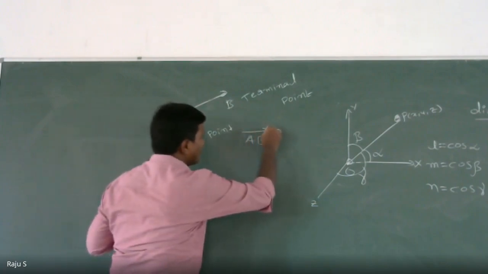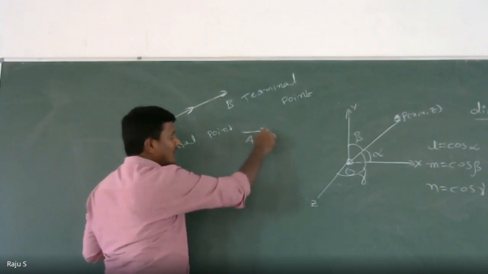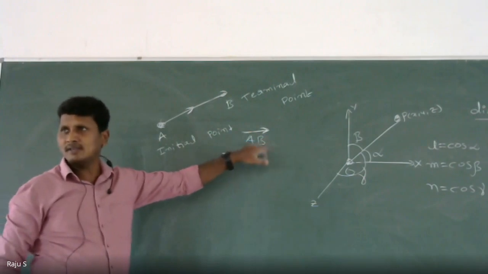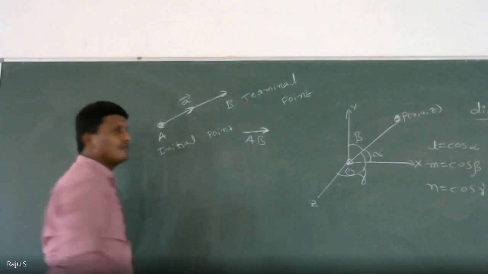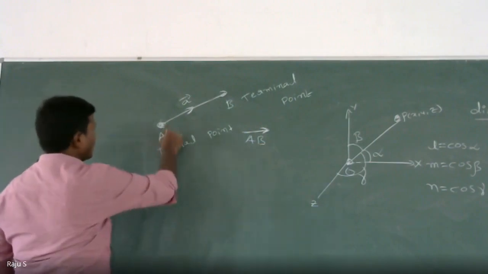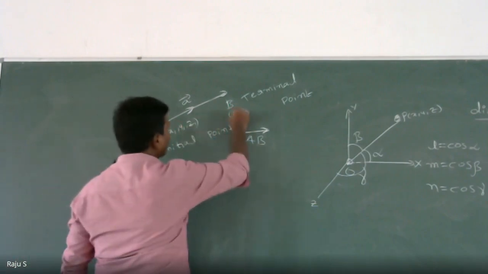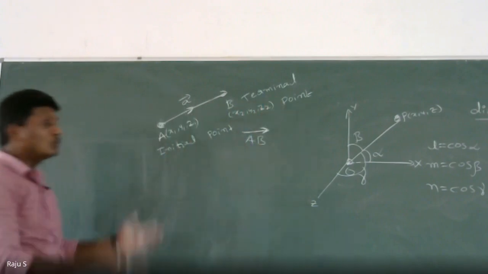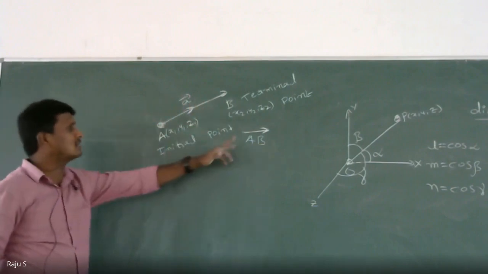What is the representation of a vector? An arrow symbol, showing the direction, from A towards B. Here A is called the initial point and B the terminal point. Generally it is denoted by a small letter with a vector sign. In 3 dimensions, generally we take the points as x1, y1, z1 and x2, y2, z2. Then how can we write the vector AB?